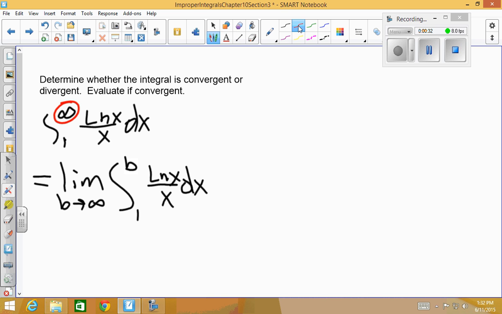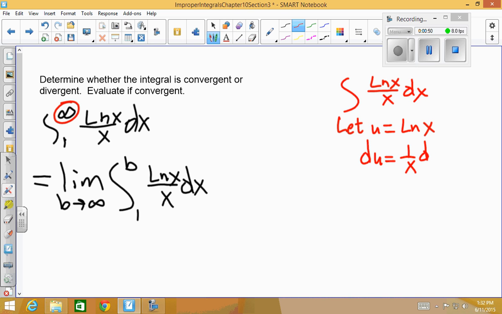We could go over on the side and find an antiderivative to natural log of x over x dx by letting u equal the natural log of x. Du is then equal to 1 over x dx. Well, that's exactly what this integral is. The integral natural log of x, 1 over x dx. We can write it just like that. And so our integral becomes the integral of u du.